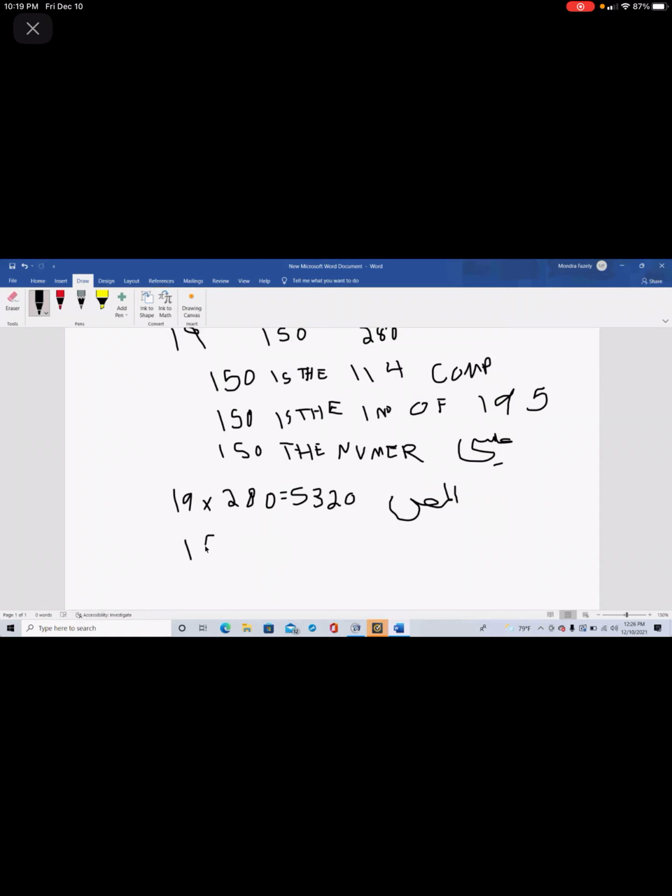150 actually is equal to 2 times 5 times 5 times 5 times 3. The indices of these prime numbers are 1, 3, 3, 2. So I'm going to get a number which is 1233.